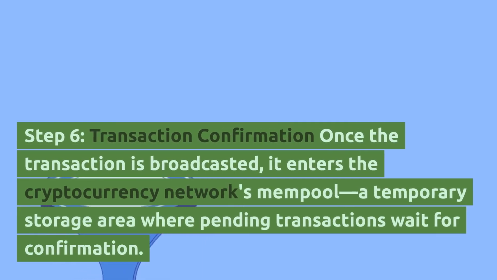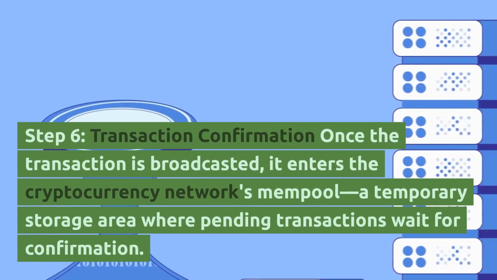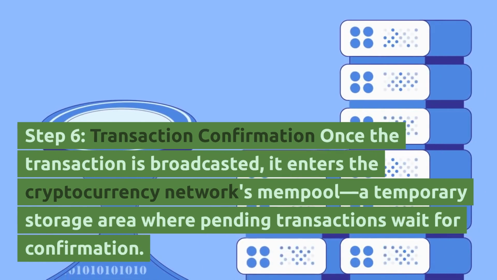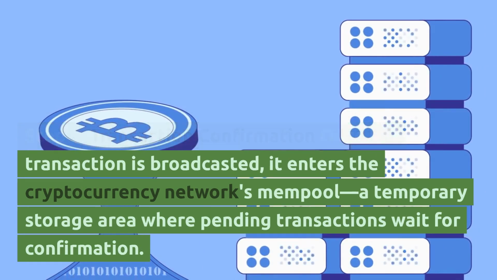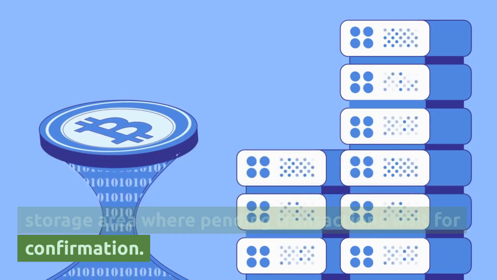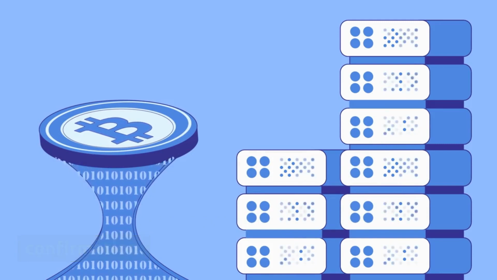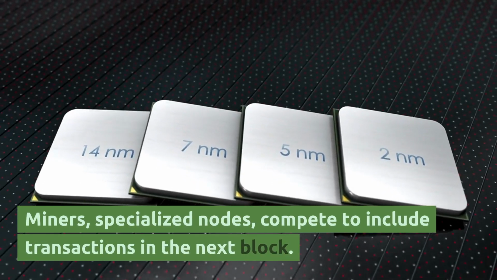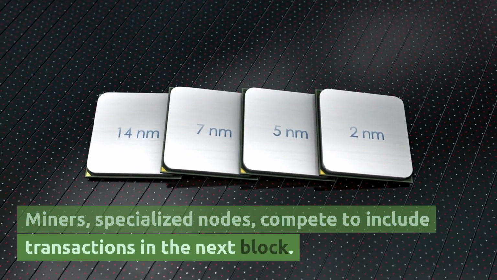Step 6. Transaction confirmation. Once the transaction is broadcasted, it enters the cryptocurrency network's mempool, a temporary storage area where pending transactions wait for confirmation. Miners, specialized nodes, compete to include transactions in the next block.